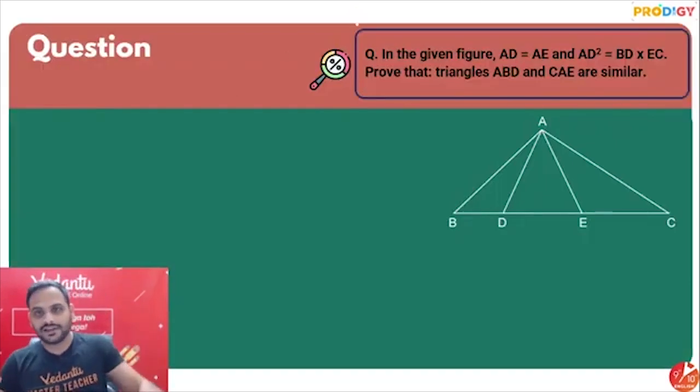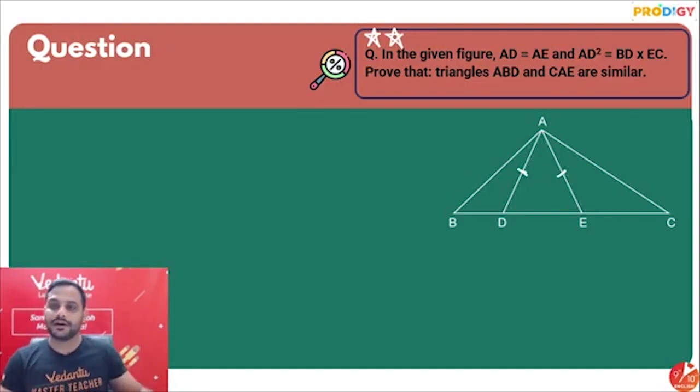Now let's look at this question. Guys, this is a very good question. What it says: in the given figure, AD is equal to AE. AD square, understand this thing, very important. AD square is given equal to BD into EC. Look at all the sides which are given to you. Where is AD, guys? AD is over here. AD square is equal to BD into CE. Prove that triangle ABD and triangle ACE are similar to each other.